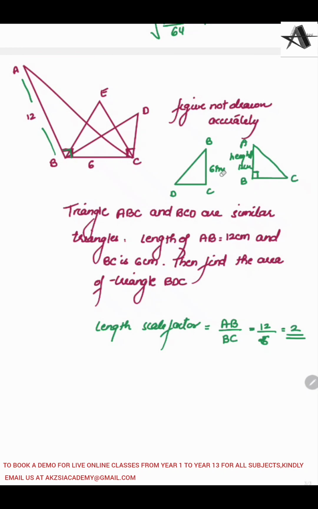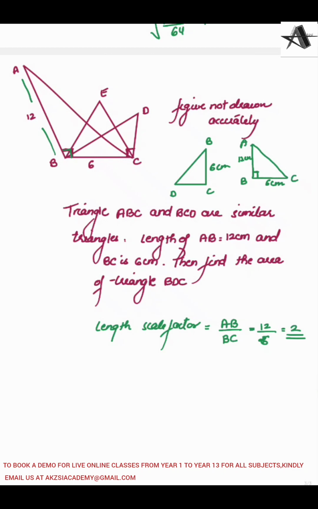So let me just draw it again. ABC. Look at just ABC. Height is 12 centimeters. BC is given as 6 centimeters. Look at just BCD because I have rotated it. So BC is 6 centimeters. Even in the horizontal way you can say BC is 6 centimeters. Now the vertical way, BC is 6 centimeters.